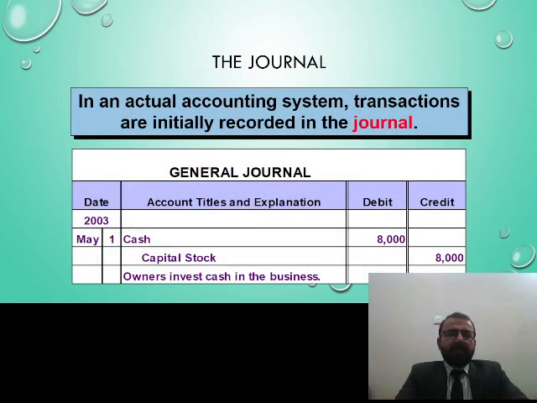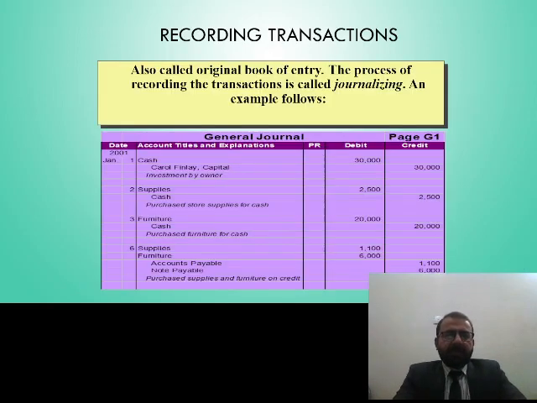The journal. In an accounting system, transactions are initially recorded in the journal. In the general journal, we have the format of date, account titles and explanation, and debit and credit columns. Recording transactions is also called the book of original entry. The process of recording the transactions is called journalizing. An example follows.